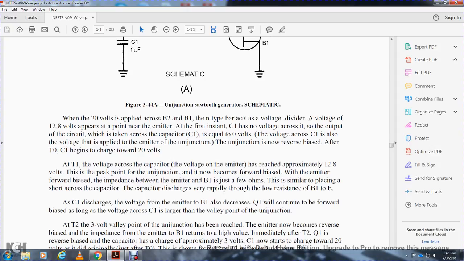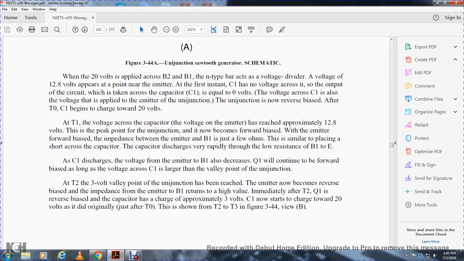The unijunction is now reverse biased until time 1. At time 0, the capacitor begins charging toward 20 volts. At time 1, the voltage across the capacitor, which is the emitter voltage, reaches approximately 12.8 volts, the peak point. The unijunction now becomes forward biased at the emitter. With forward bias, the impedance between the emitter and base 1 becomes just a few ohms, similar to placing a short across the capacitor, which discharges very rapidly through the low resistance of base 1 to the emitter.